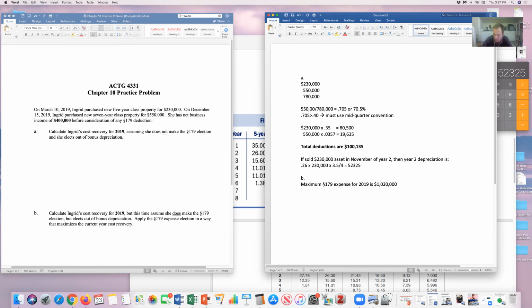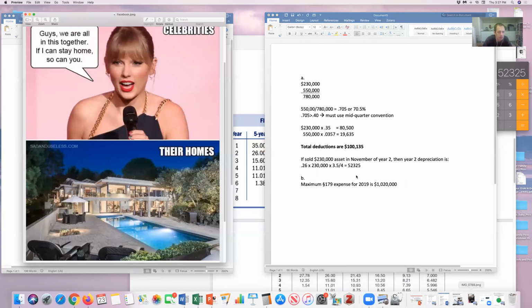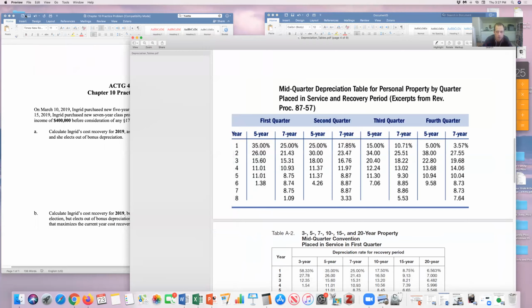How about a short meme break here? Let's check it out. Celebrities: guys, we are all in this together. If I can stay home, so can you. Their homes, pretty nice, right? Sympathies to you guys out there in cramped quarters.